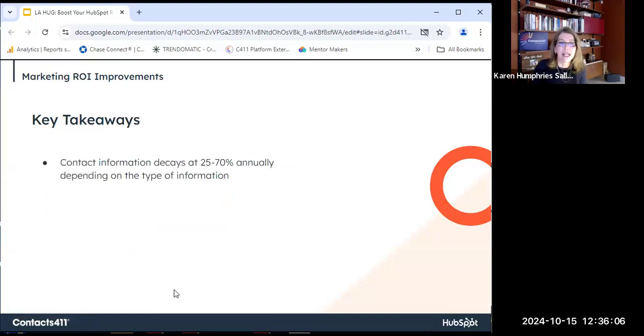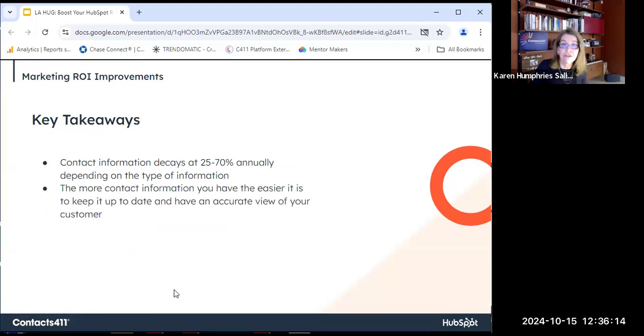Some other key takeaways. Remember, contact information, depending on what it is, decays anywhere from 25 to 70% annually. The more contact information you have, the easier it is to keep up to date, and the more accurate your view of the customer will be, the easier it is to get that full view.